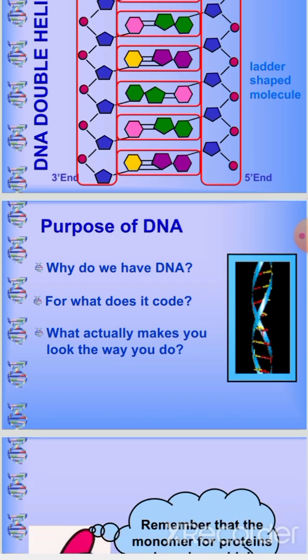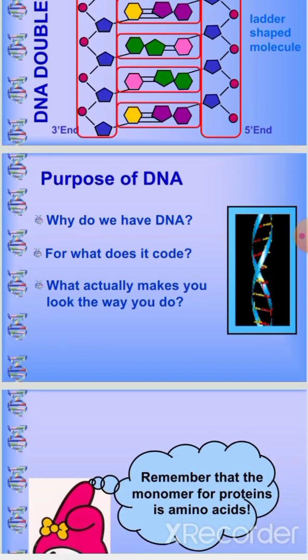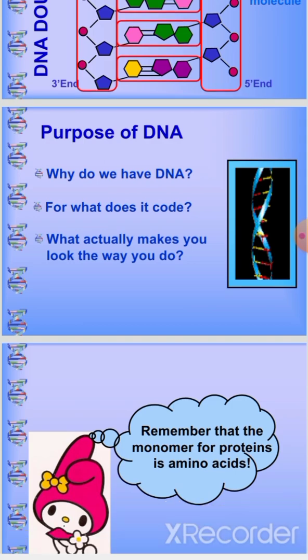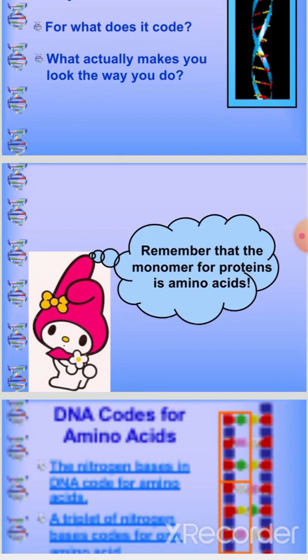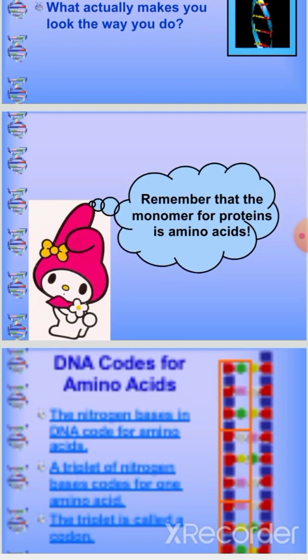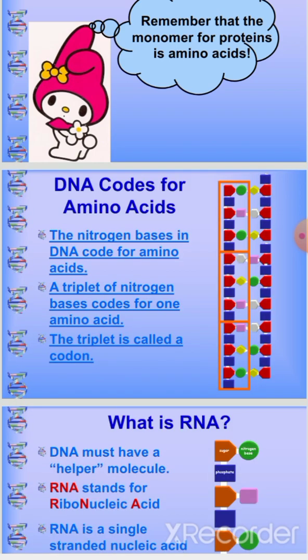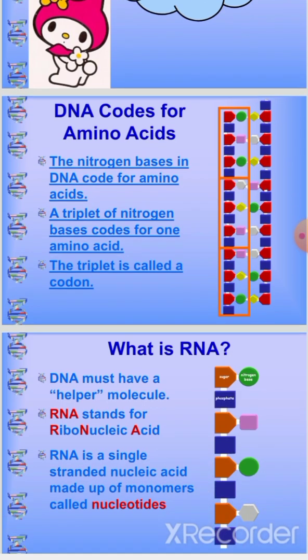Purpose of DNA. Why do we have DNA? For what does it code? What actually makes you look the way you do? Remember that the monomer for protein is amino acid. DNA codes for amino acids. The nitrogen bases in the DNA code for amino acids. A triplet of nitrogen bases codes for one amino acid. The triplet is called a codon.